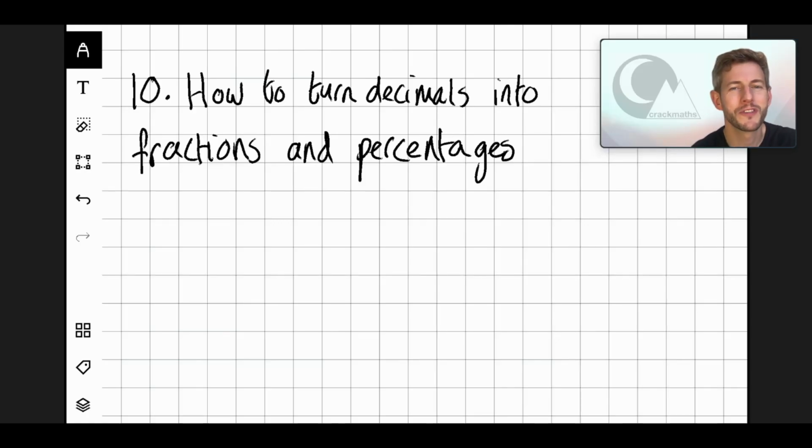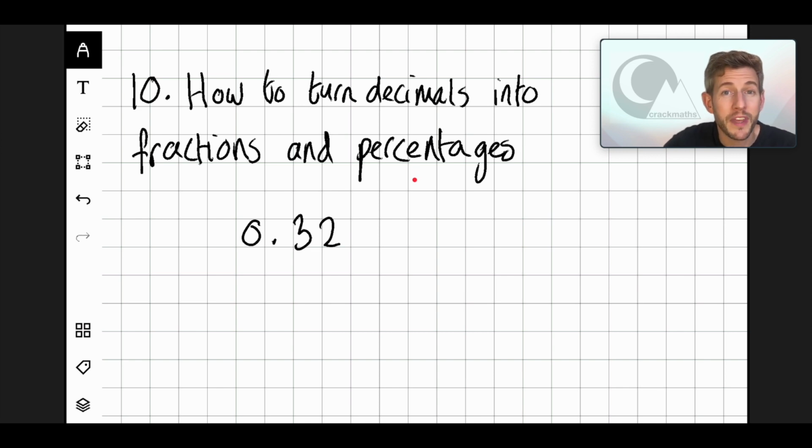Hello and welcome to this tutorial, which is tutorial 10 on how to turn decimals into fractions and percentages. So let's begin by looking at a decimal. Let's take the decimal number 0.32. Now the easiest one of these two is to first convert the decimal into the percentage.